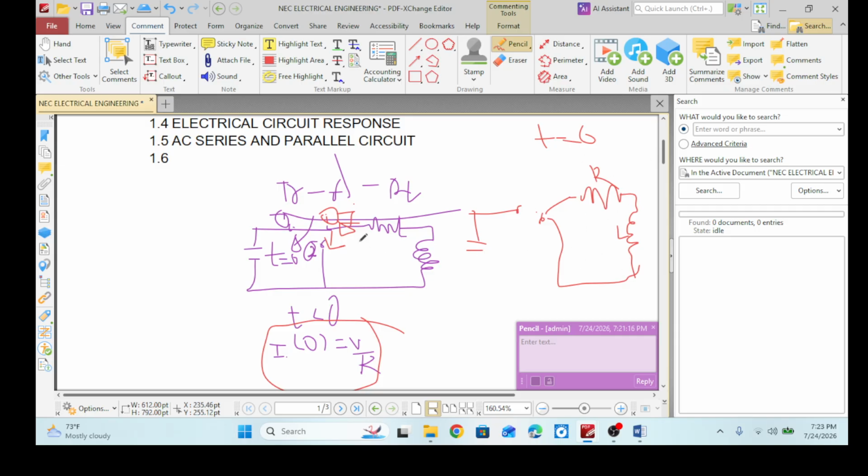Before t is smaller than 0, the inductor gets charged, that is, current will flow from here, so it will get charged or store energy. The direction of current when it is charged by a source and when it gets discharged through the load will be the same. So minus, this is plus.